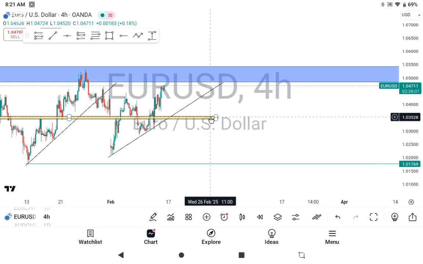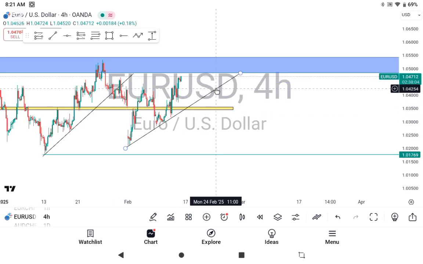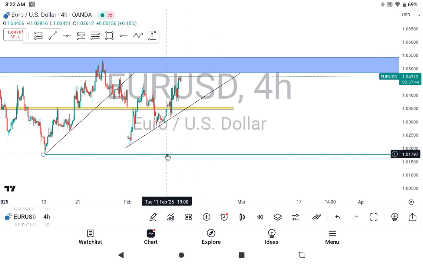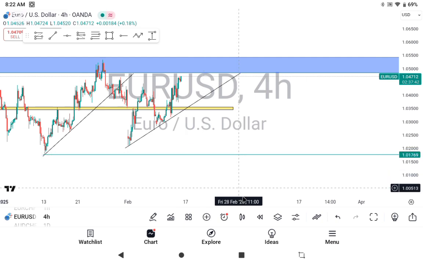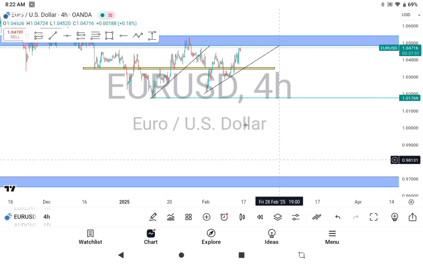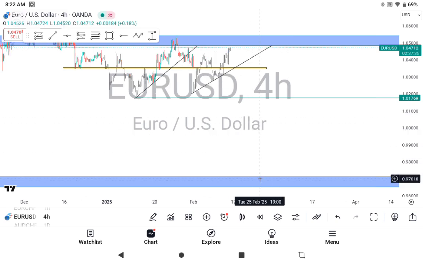Our deciding factor is to see EURUSD break and close outside this trend line right here, and also close below this yellow bar right here. If that should happen, we should see EURUSD coming to attempt this level again. Once this level is cleared, we have the chance to push down to this key level of support right here.